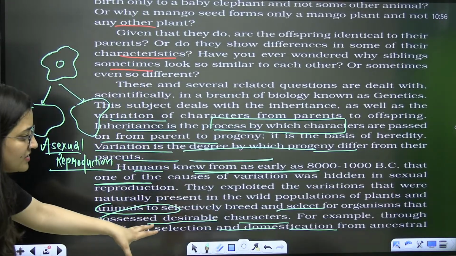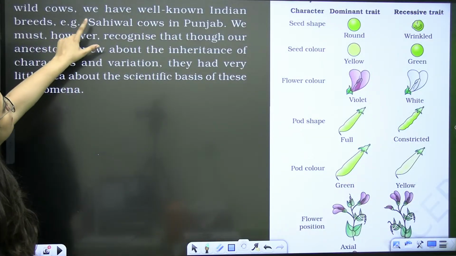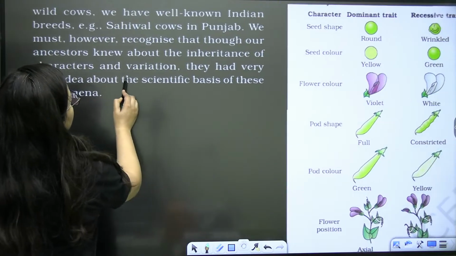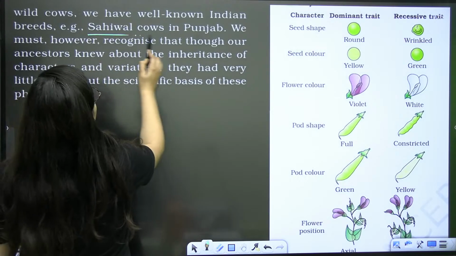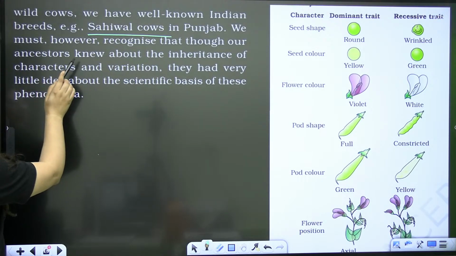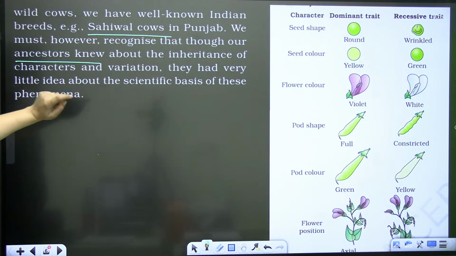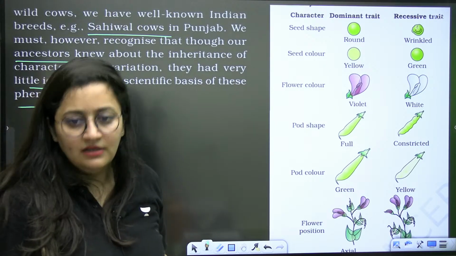So through artificial selection and domestication from ancestral wild cows, we have well-known Indian breeds like Sahiwal, the Sahiwal cow in Punjab, right? And we must, however, recognize that though our ancestors knew about the inheritance of character and variation, they had little idea about the scientific basis as well. Is that clear?